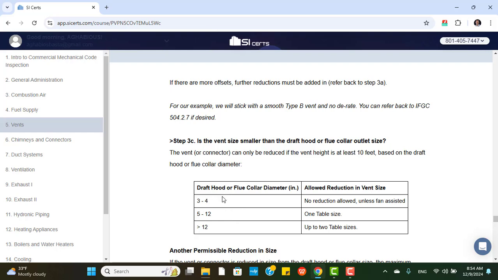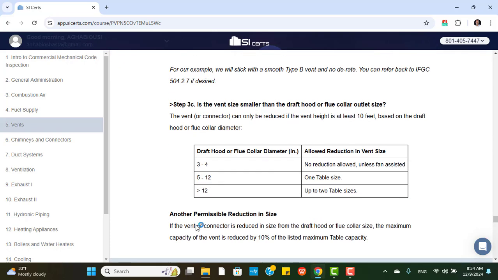If the draft hood or flue collar is 3 to 4 inch, no reduction is allowed unless fan assisted. From 5 to 12, one table size. More than 12, up to 2 table sizes.